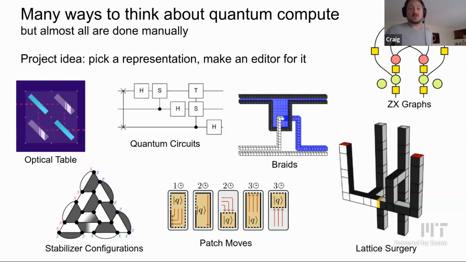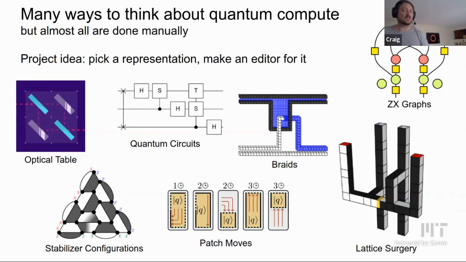Project idea number two. There are so many ways that we use to draw quantum computations. People here are probably familiar with circuit diagrams, but those are just one way to do it. For example, researchers who work with optical tables have their own language for quantum processes based on the pieces of glass and other things that they put down on their tables. And they're much more focused on spatial layout, whereas circuit diagrams are more focused on time ordering.